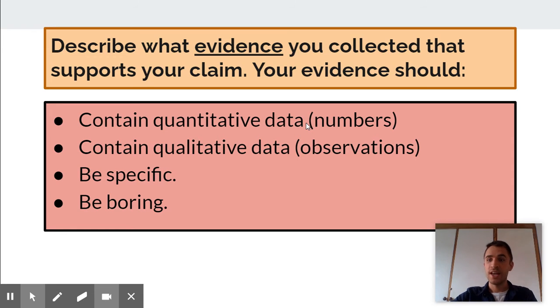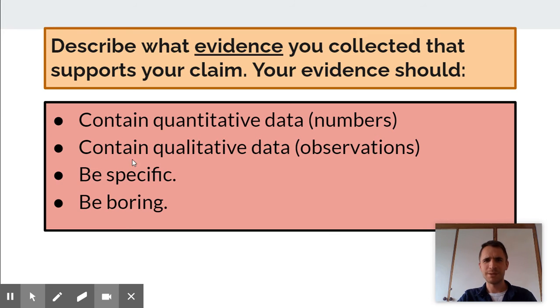Like on average, at the altitude of 2,600 meters, the water boiled in 1 minute and 37 seconds. On average, at an altitude of 1,400 meters, the water boiled at 13 minutes, whatever it is, right? Be specific and be boring. This is not the time where you start elaborating about like this happened because the particle is moving faster and science is awesome, isn't it? No. This is boring. You're just stating your evidence.